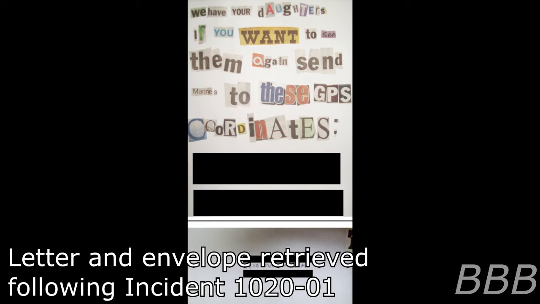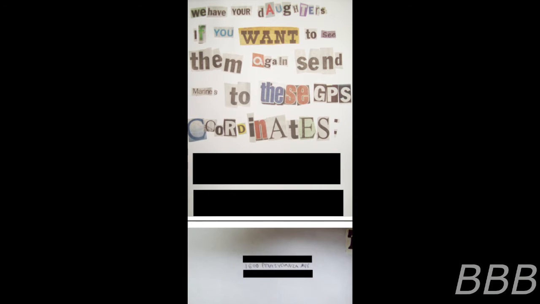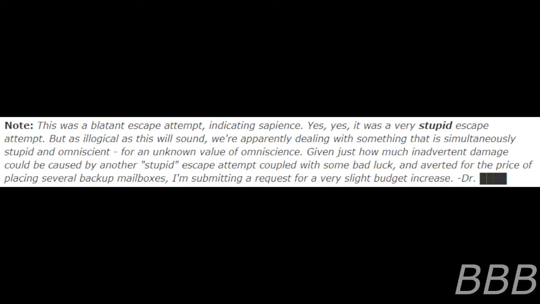Blacked out portions and subsequent pages give extremely detailed instructions on how to infiltrate Sector Beep, including staffing details, passcodes, and instructions on how to breach containment on several Euclid level SCP items, with the end goal of covertly liberating and relocating all components of SCP-1020 to a condemned house in Beep. Note: this was a blatant escape attempt, indicating sapience.